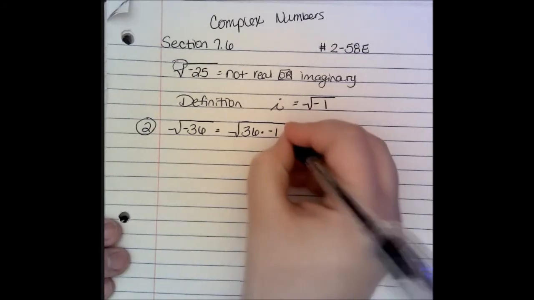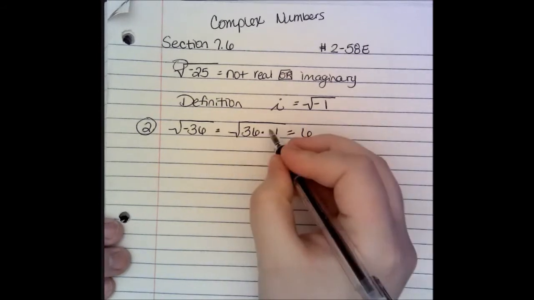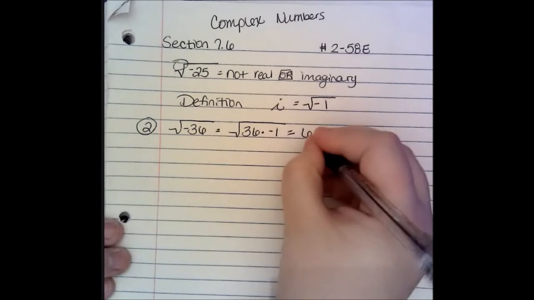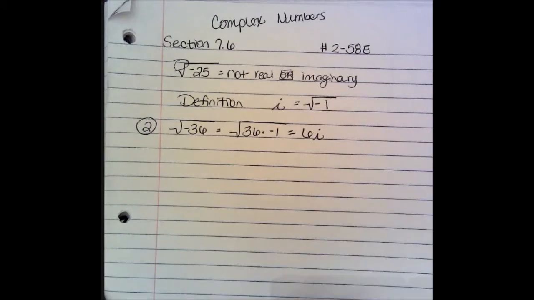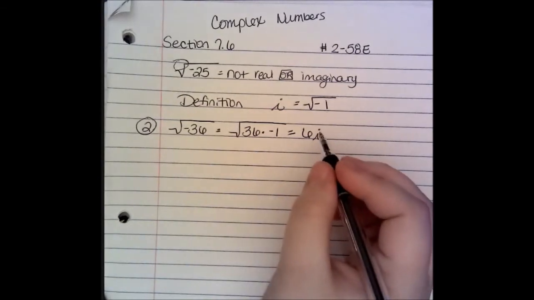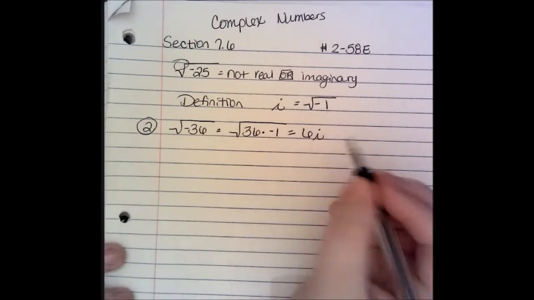So when we break this apart, the square root of 36 is 6, and the square root of a negative 1, as we just learned up here, gives us i. Notice the directions tell us to write each expression as a multiple of i, meaning they're telling you that you're going to have an i in your answer. That's what they tell us to do when we simplify. Okay, so notice that the directions are telling us that we want to have that i in our answer.